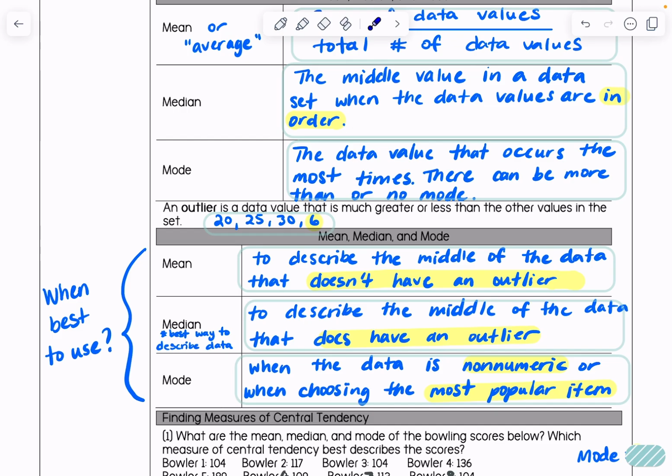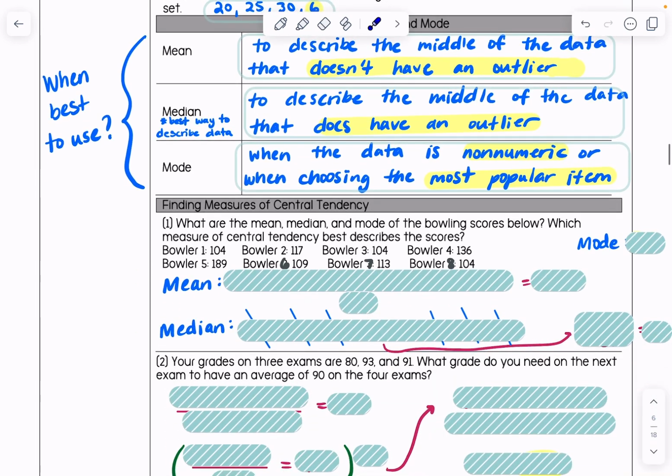Mode is when the data is non-numeric or when choosing the most popular item. So if I polled 5 people and 3 of them said their favorite ice cream was chocolate and 2 said vanilla, that means chocolate would be the mode. And we would use mode to describe that; that's the best way to describe that data for central tendency.